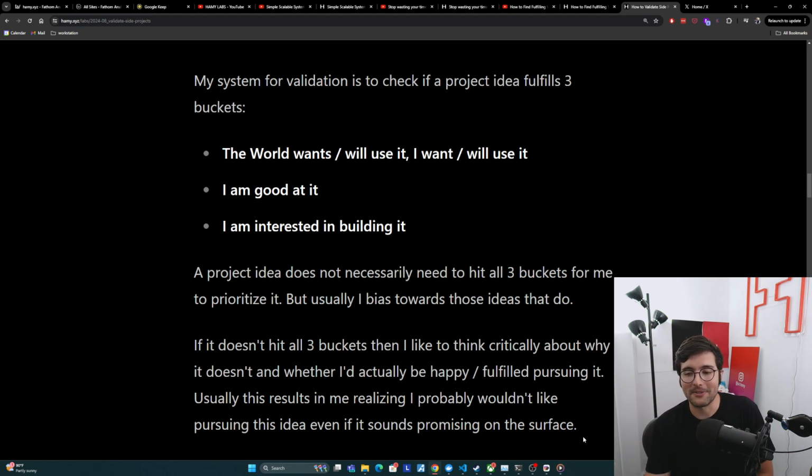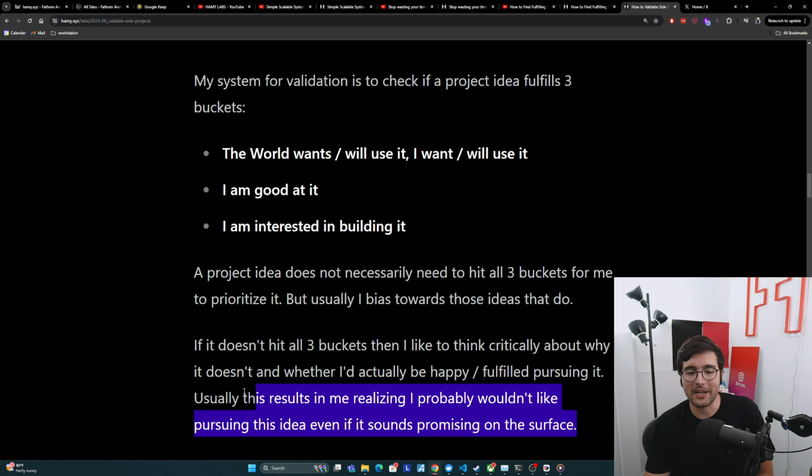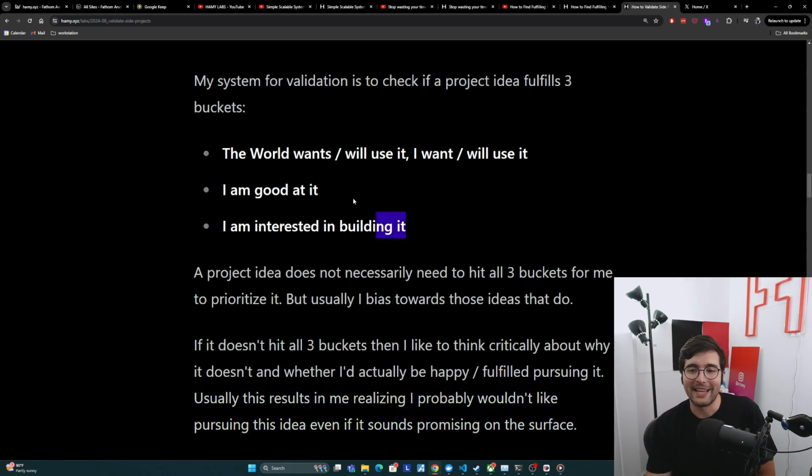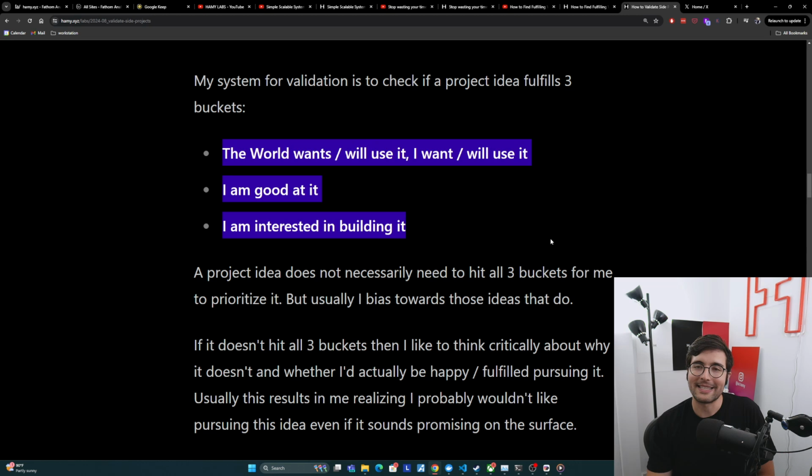This is kind of one of those "should" moments where it's like, oh, this is a good idea, I should do it. But usually for me, if it doesn't hit all of these three, it's actually like, but I don't want to do it. And so it's probably an idea that is good, just not good for me right now.